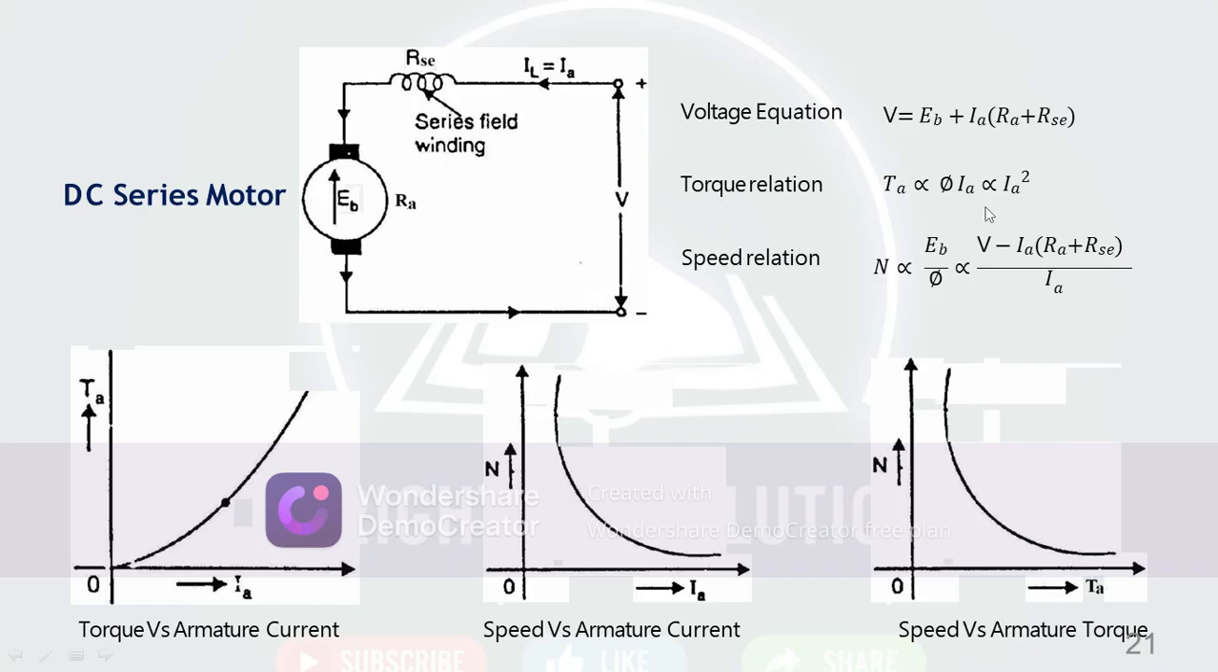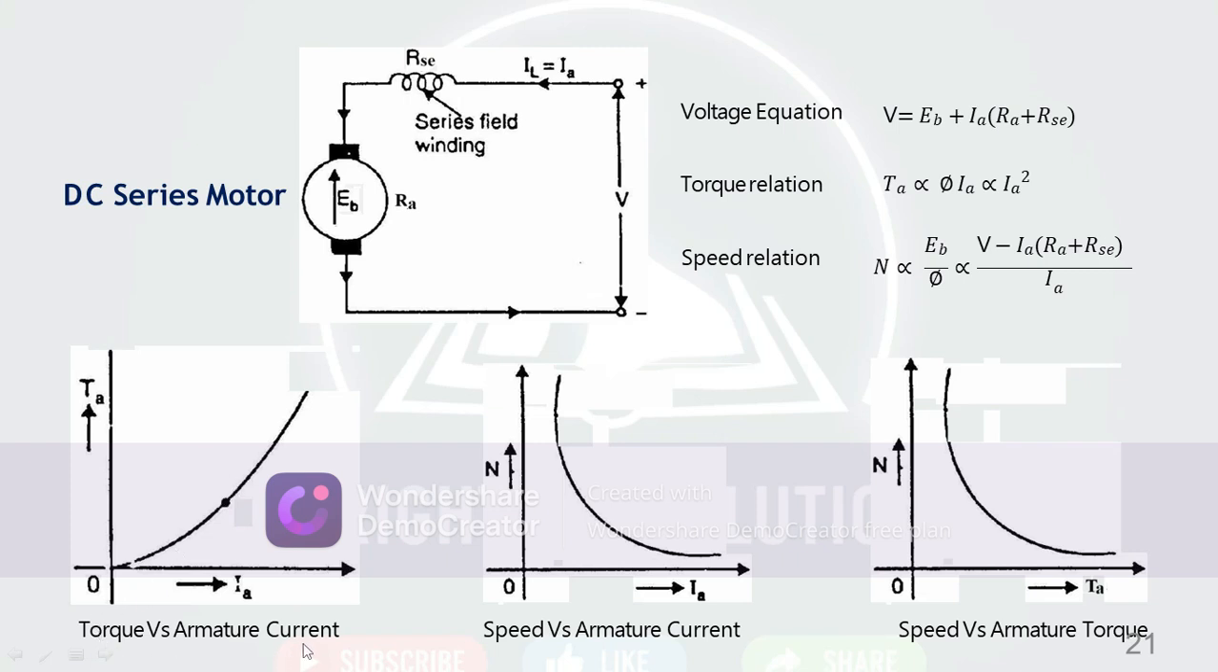Here torque is proportional to phi into Ia. Since phi increases with the armature current, we consider torque proportional to phi Ia squared. The speed relation in the DC series motor is the same, N proportional to Eb upon phi. Eb is replaced using the KVL equation, so V minus Ia into the bracket Ra plus Rse, upon phi. Now let us understand the characteristics.